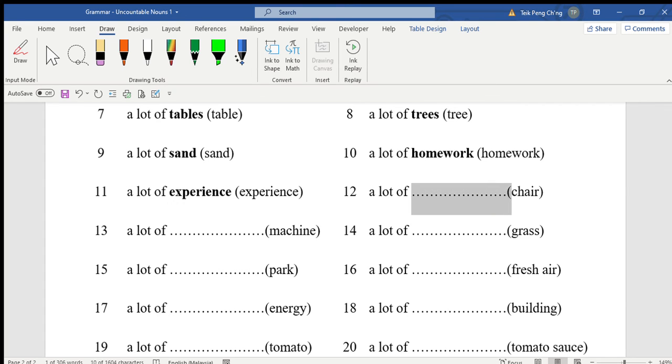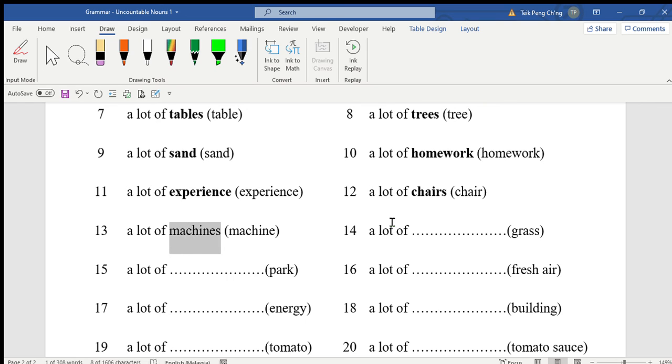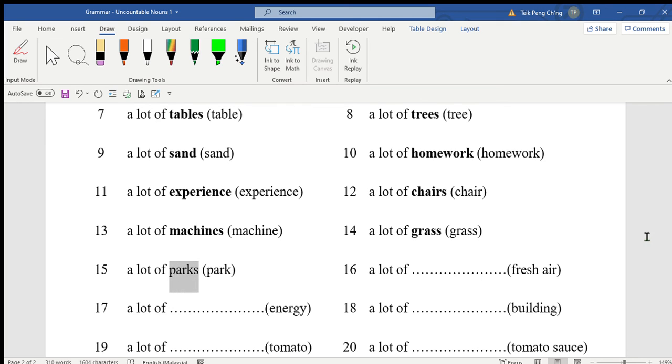12. A lot of chairs. 13. A lot of machines. I'm sorry, I stressed the wrong syllable. A lot of machines. 14. A lot of grass. Okay, rumput. Rumput itu tak boleh dikira sebab terlalu banyak. Okay, so kalau benda terlalu banyak tak boleh dikira. A lot of grass. 15. A lot of parks. Okay, parks.